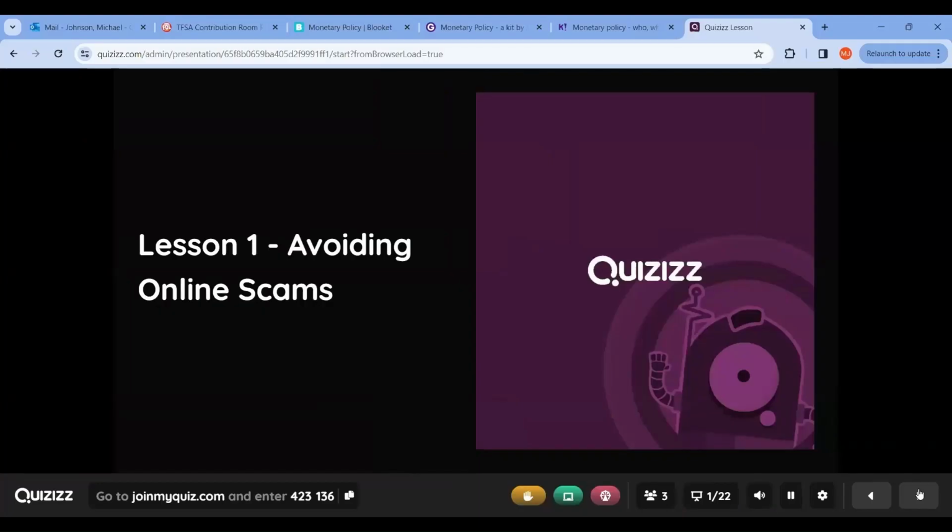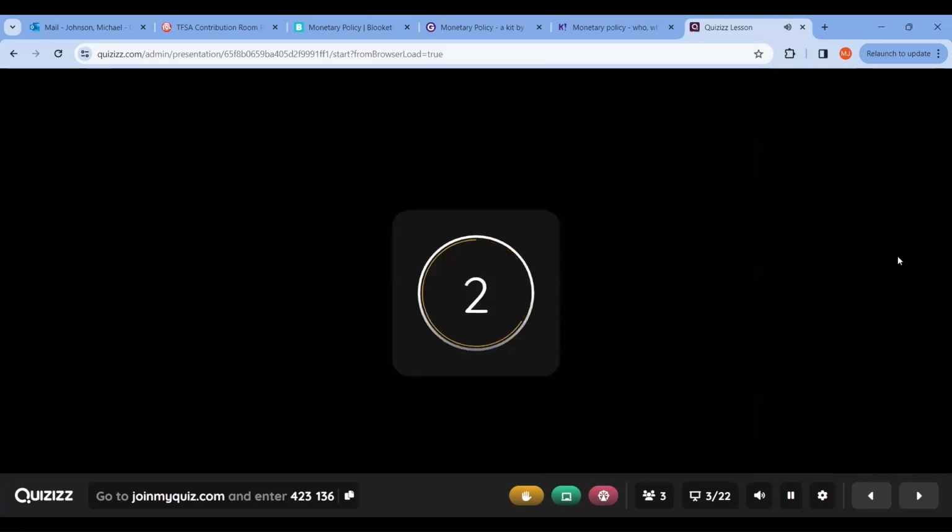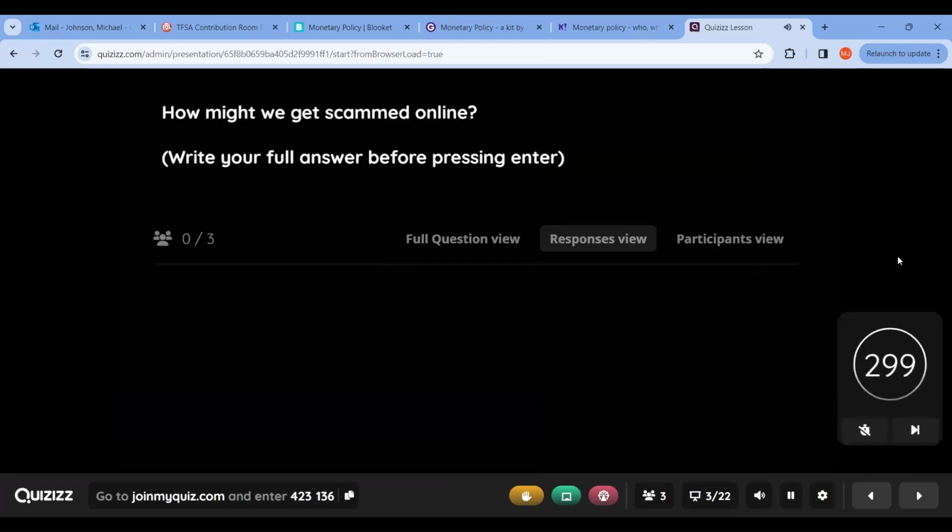Now, scams. Like I said, a lot of the money generated from these online scams is some of the money that is laundered into the reserves for banks. We'll go through ways to avoid these scams. So how might we get scammed online? State your reasons, things that could scam us online.